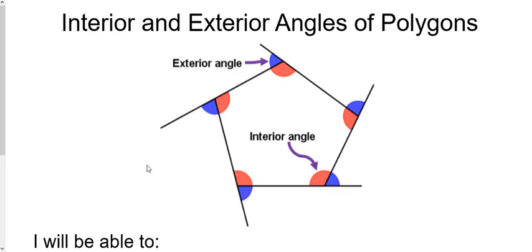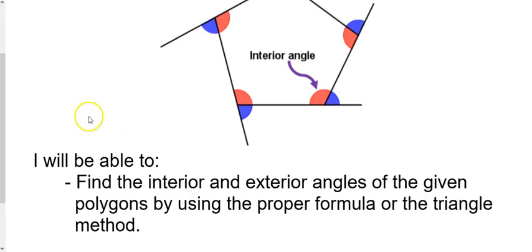Okay, so in this video, we're going to be talking about the interior angles and exterior angles of polygons. By the end, I'm hoping that you'll be able to find the interior and exterior angle sums, as well as possibly find a missing angle within a polygon or on the exterior of a polygon using those interior and exterior angle sums.